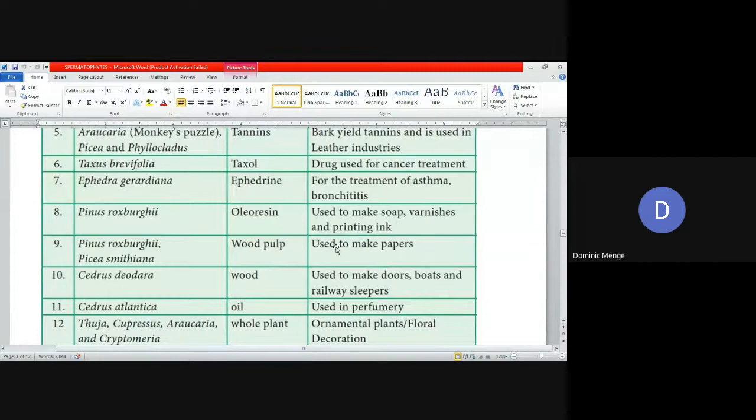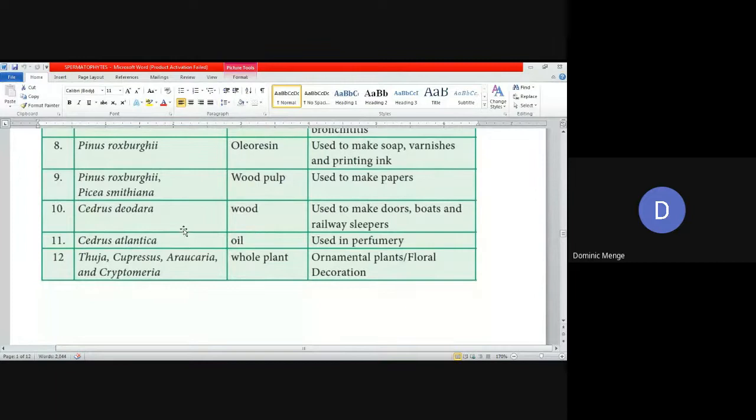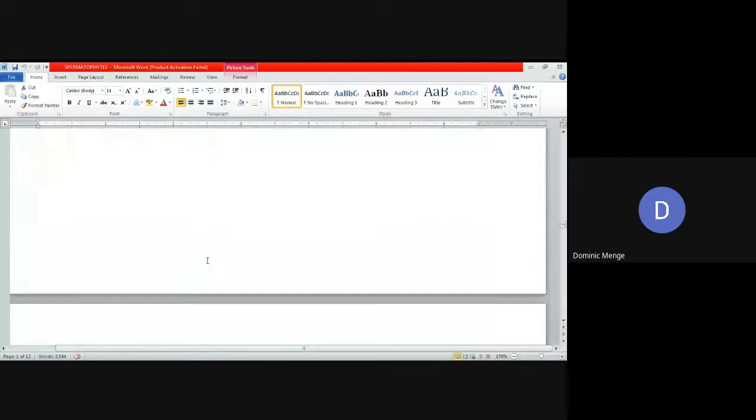We have others like the treatment of asthma, whereby Pinus gerardiana is used. We have all these plant examples producing these products, rosin and ephedrine. Then we have more others like good bulbs products, and whole plants for ornamentals. And you can see they are very good examples in the perfume industry, where they produce oil like cedar. So these are some of the economic importance of gymnosperms.